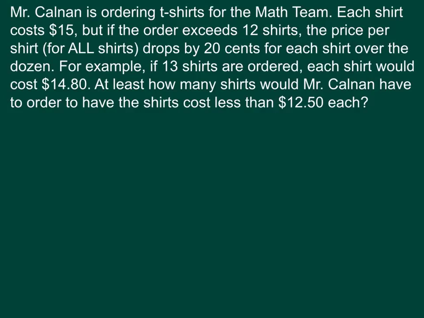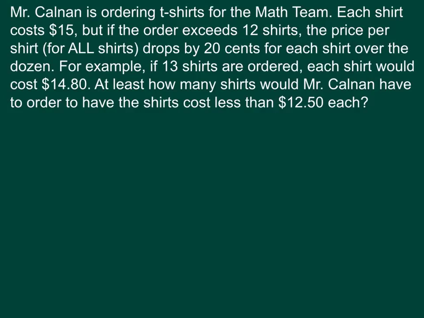All right, so this is definitely much more of a real-world example here. Mr. Callan is ordering t-shirts for the math team, and each shirt costs $15. But if the order exceeds 12 shirts, then the price per shirt for all shirts drops by 20 cents for each shirt over the dozen. So for example, if 13 shirts are ordered, 13 is one more than the 12, and so we're going to have one 20-cent discount. And so each shirt, all 13 of them, would now cost $14.80 a piece.